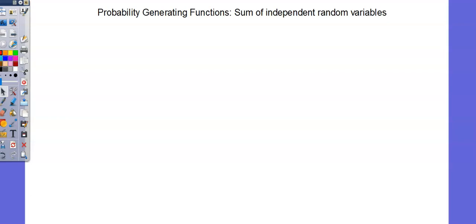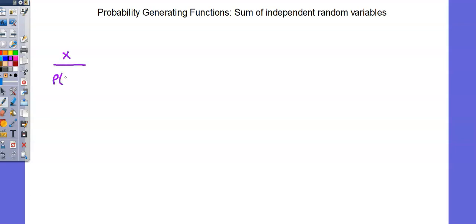This is 9231 Further Probability and Statistics, Topic 5, Probability Generating Functions. This lesson is on the sum of independent random variables. Let's look at probability distributions for two variables, x and y.